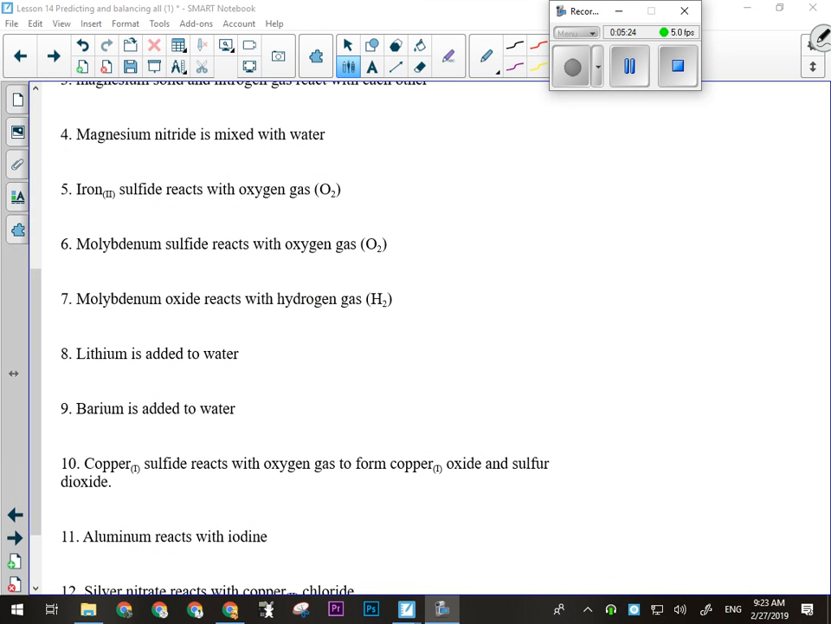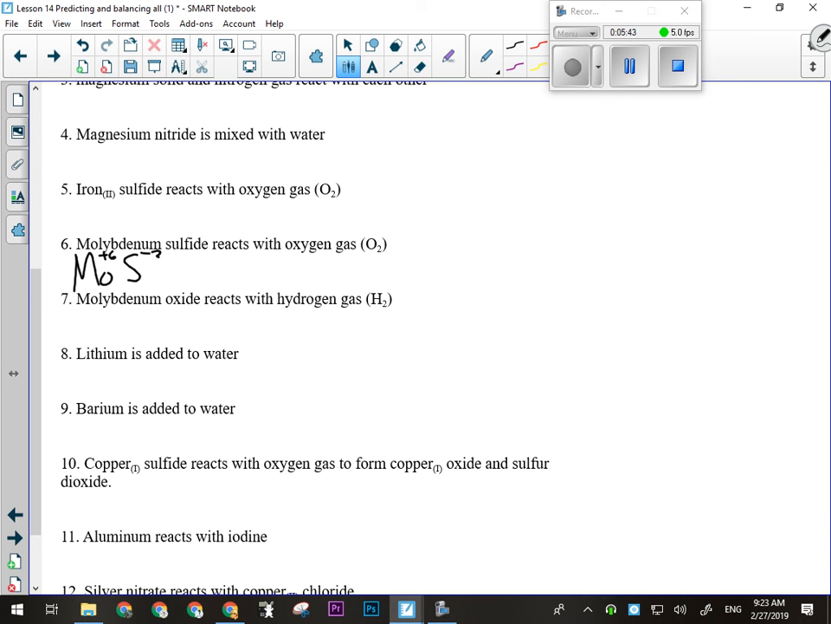When we're looking at molybdenum, that's Mo, right? Yeah, molybdenum's Mo. So we've got Mo, and it's a +6, I believe. Molybdenum's a +6. Sulfide is a -2. So when I drop and swap this, I get 2 and 6.